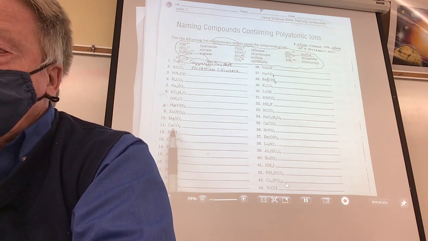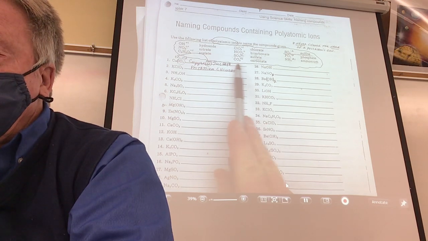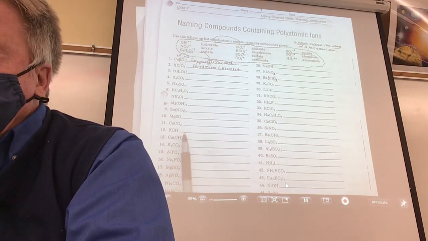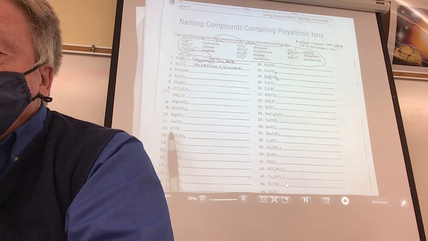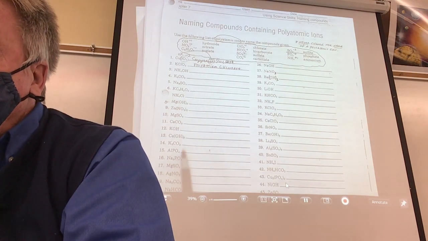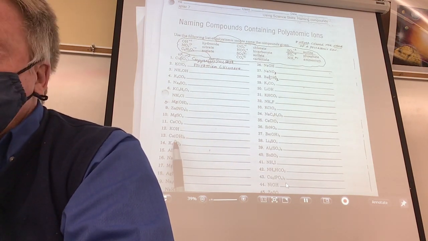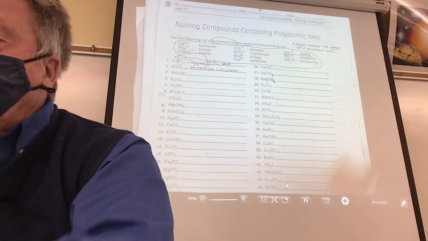Calcium chlorine? No chlorine in here. It's carbonate. Calcium carbonate. Look at this one. That's an always metal. Potassium hydroxide. Ready? This one: calcium oxide. See? Now let me find one that's not an always metal.